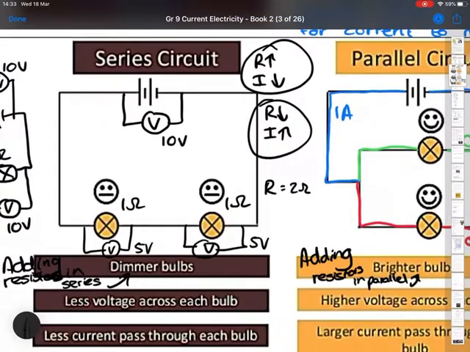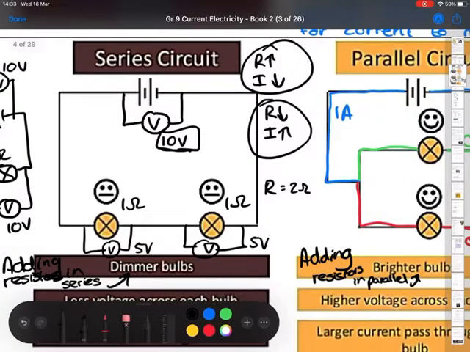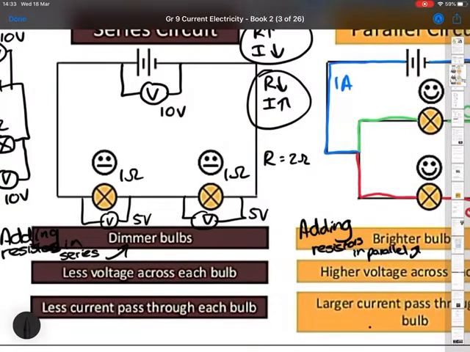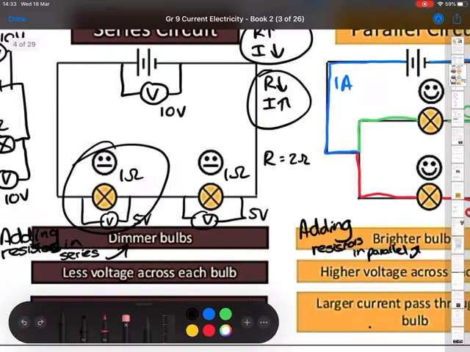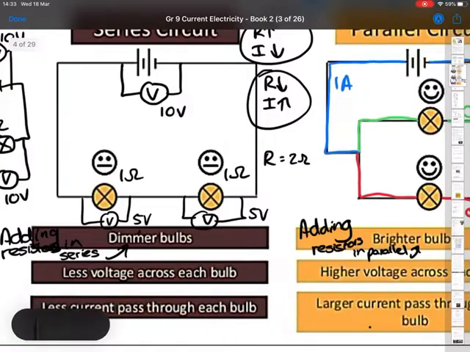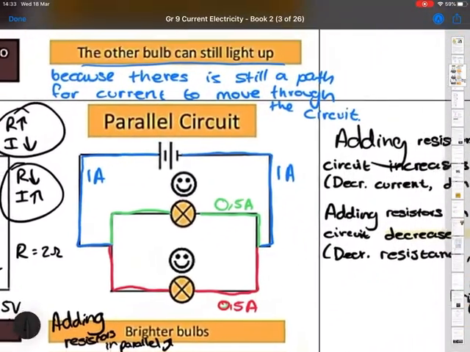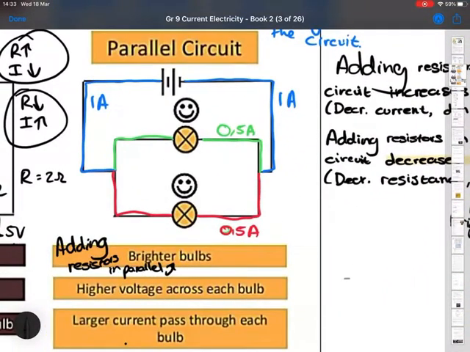Okay, I showed you here how you would have 10 volts from your battery, and potential difference gets split across each component of a series circuit. So the one component would get 5 volts, the other component would get 5 volts. Remember, the 5 plus 5 adds up to give you 10.